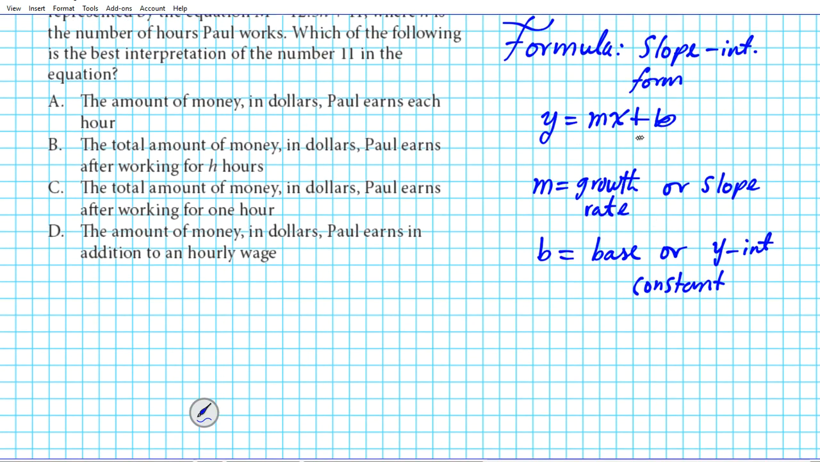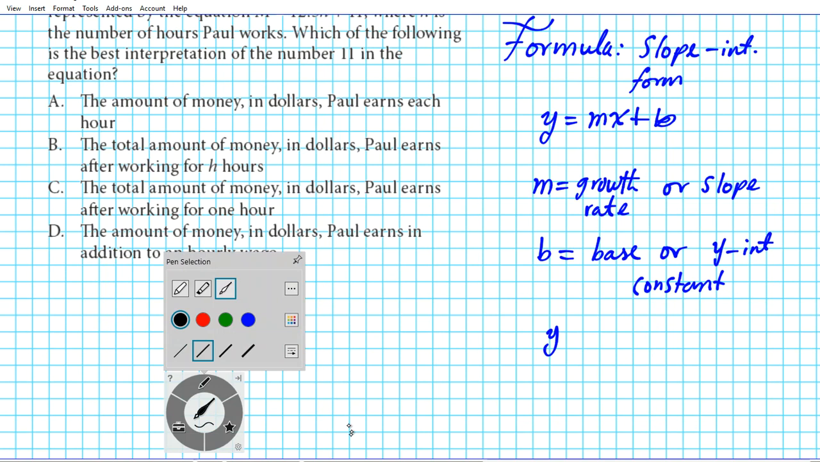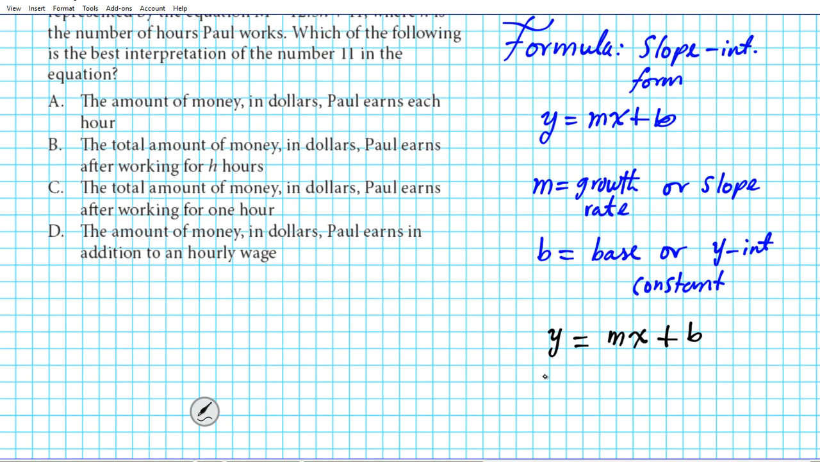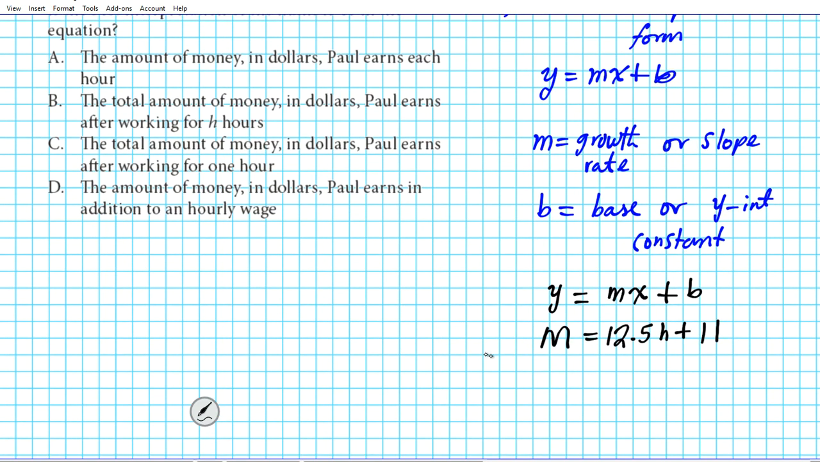Now, if you take a look at this equation that we have right here, it's in exactly the same format. So y equals mx plus b. If we switch variables and look at this function which represents the amount of money, M in dollars, that Paul earns, we have M equals 12.5 times the independent variable H plus the constant 11. So what does this tell us if we compare it with the slope-intercept form equation?